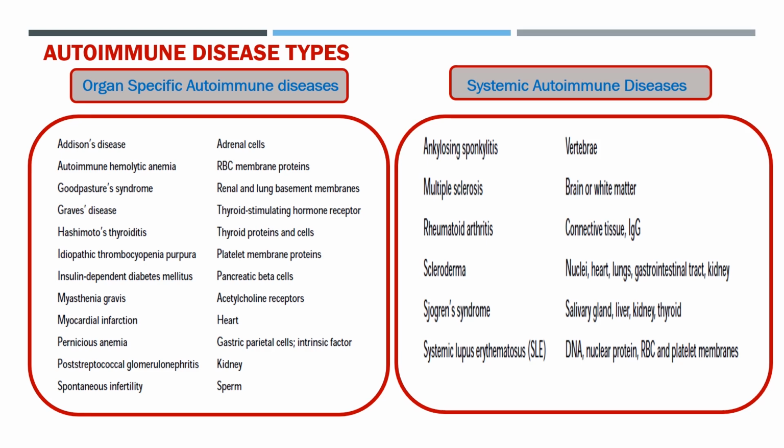There can also be systemic autoimmune diseases in which the reactive T cells are generalized and circulate throughout the whole body. And typical examples are ankylosing spondylitis if the vertebrae is affected, multiple sclerosis, rheumatoid arthritis, scleroderma, Sjogren's syndrome, and lastly, systemic lupus erythematosus.